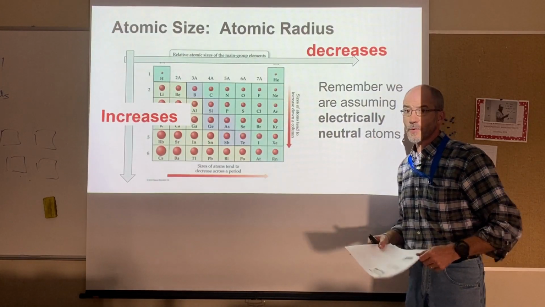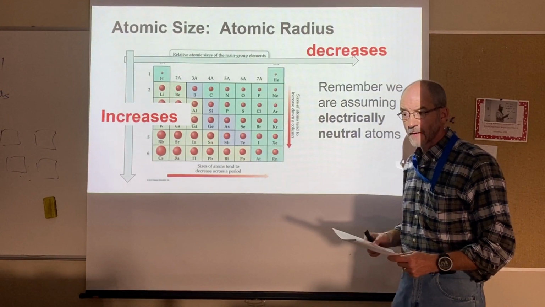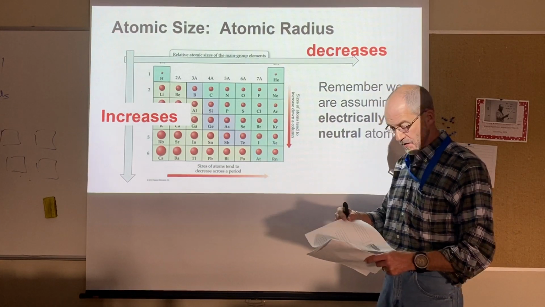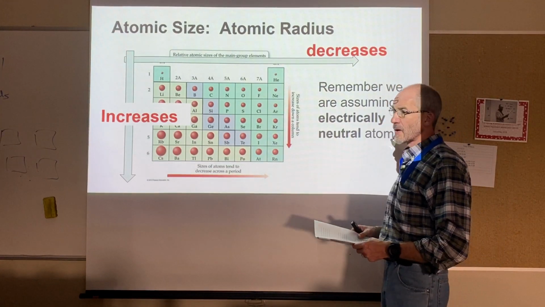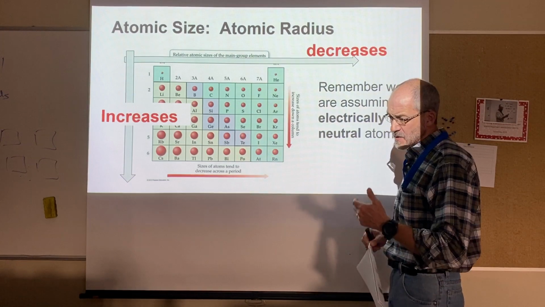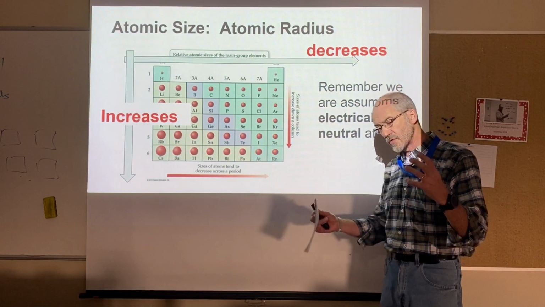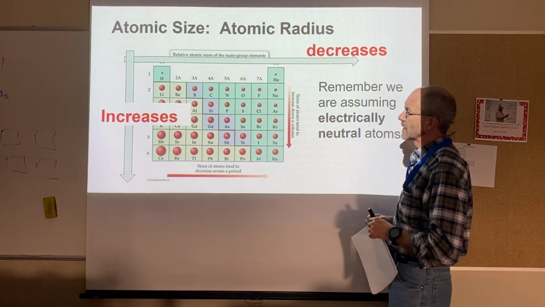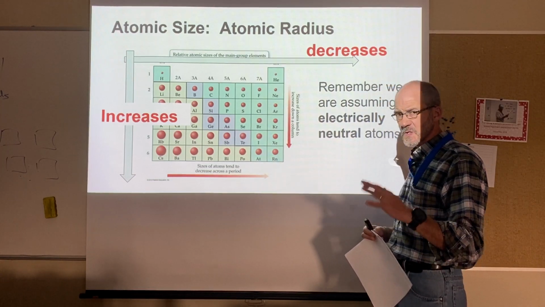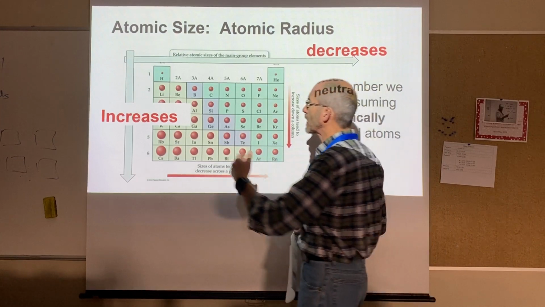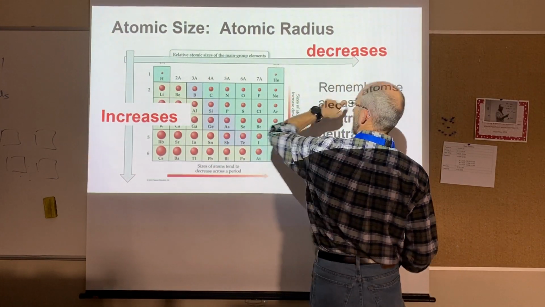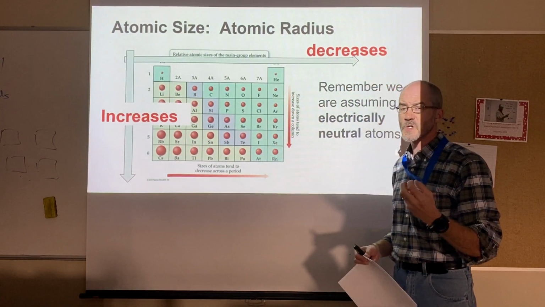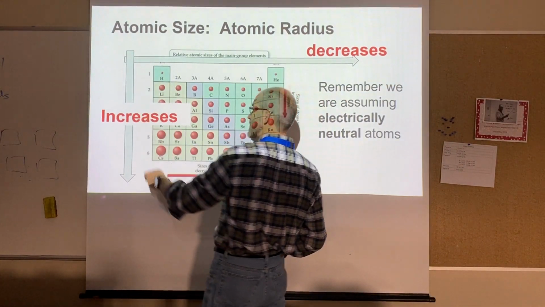Okay, let's start with atomic radius, one that we have discussed probably more than we need to. The atomic radius, as we know, is half the distance between two atoms of the same type bonded together in a diatomic situation. So atomic radius is the standard for how we look at this. As we go across, our atomic radius is decreasing. As we go down, it is increasing.